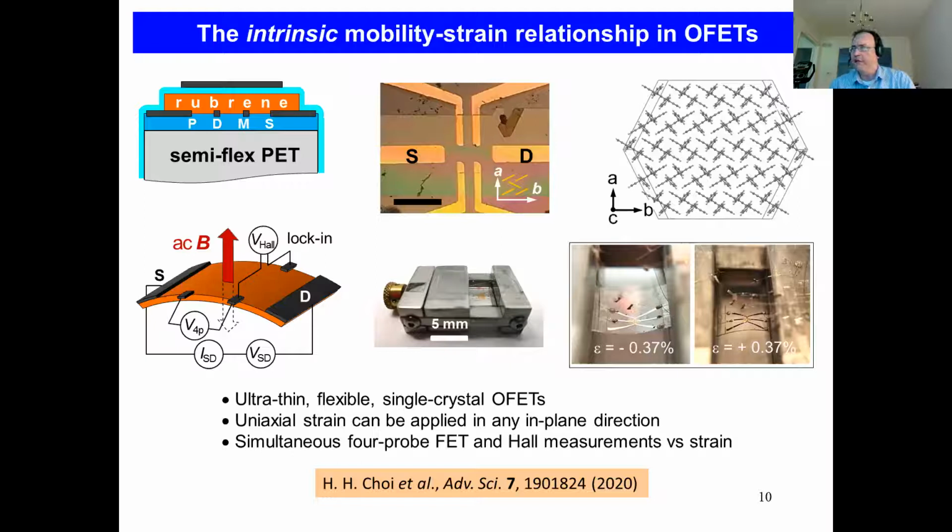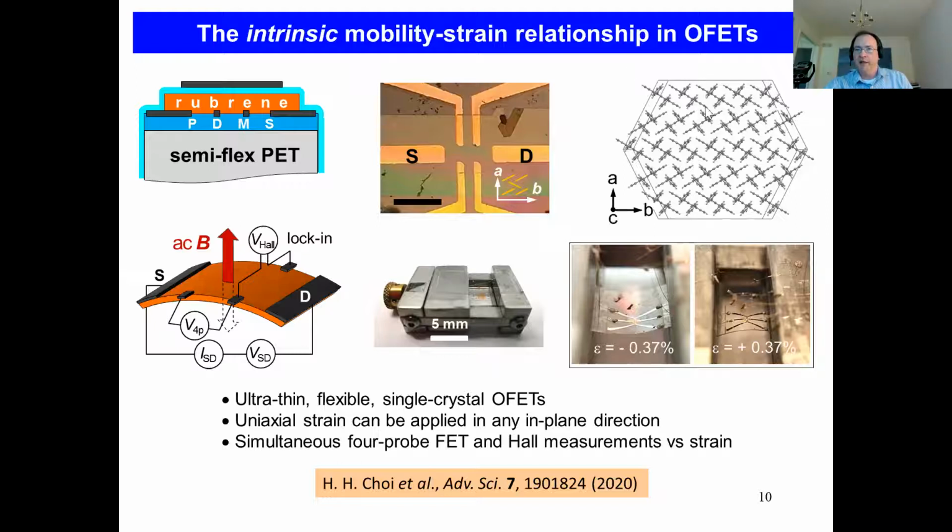Well, by intrinsic here, I mean the reversible changes in the mobility caused by applying elastic strain. To do this, we use devices where a very thin rubrene crystal is laminated on a flexible substrate, coated with parylene, which is a very good gate insulator, and topped with the gate. The thickness of the crystals in our device is usually between 100 and 300 nanometers.